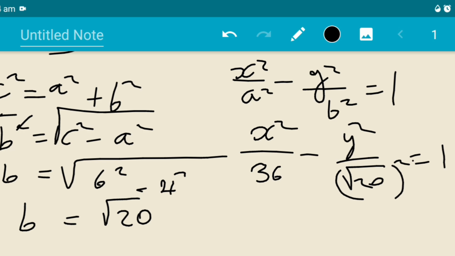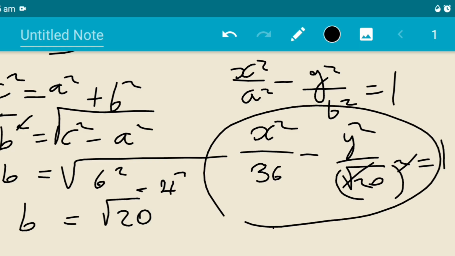Then the square root will just cancel, which is just 20. So that is our final answer. This is the equation that we've been looking for. So this can just go, and you just have y squared over 20. So this is our equation.